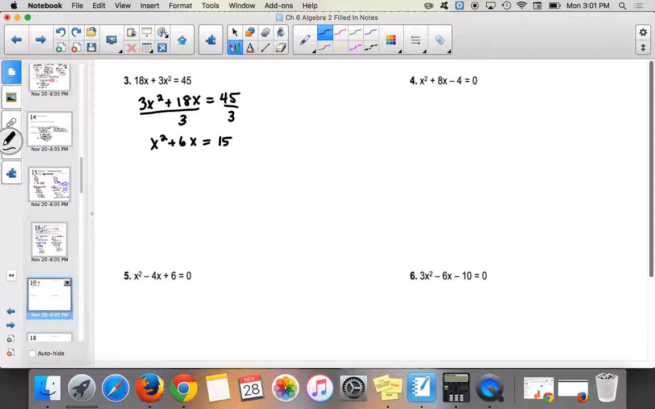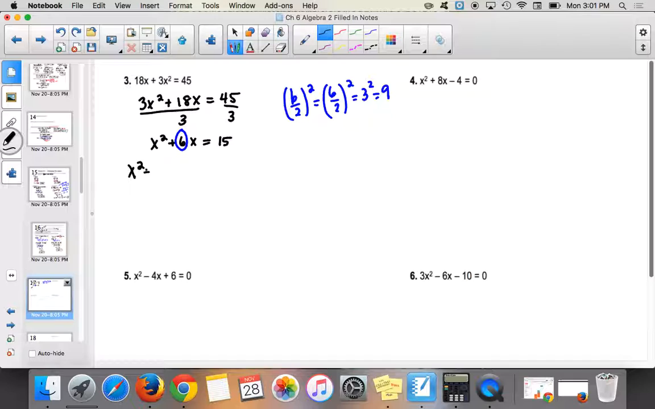All right, can you guys do it in your head? What number do you need to add to both sides to make that left side a perfect square? 9. Do you guys see it? Okay, we're doing b divided by 2 squared. So we're taking this number, dividing it by 2 and squaring it. So 3 squared is 9. That's what we're adding to both sides.